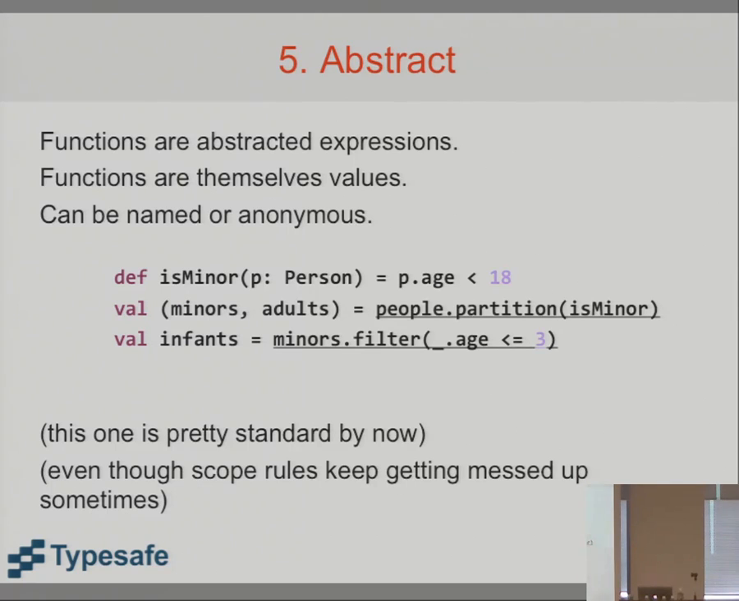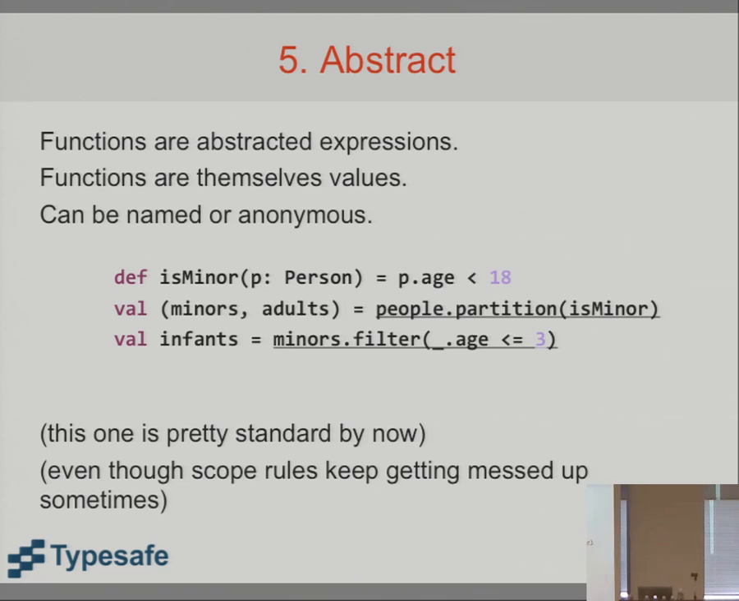Number 5 is abstraction. So functions are abstracted expressions. An expression is something that you compute, a computation. And now when you say, well, I want to name this computation and make it more general by giving it parameters, then of course you get a function. And in functional languages, functions are themselves values. And we all love that, of course. That's a great thing to have.